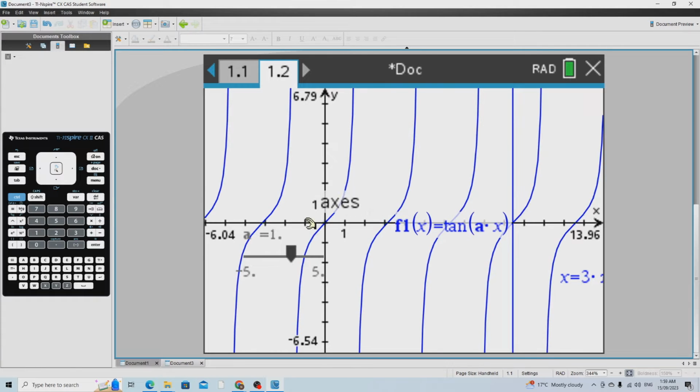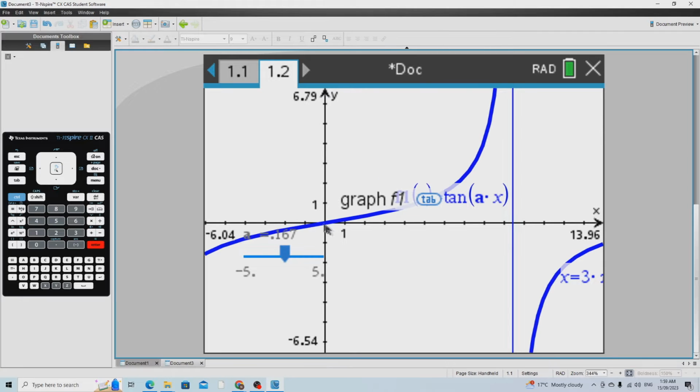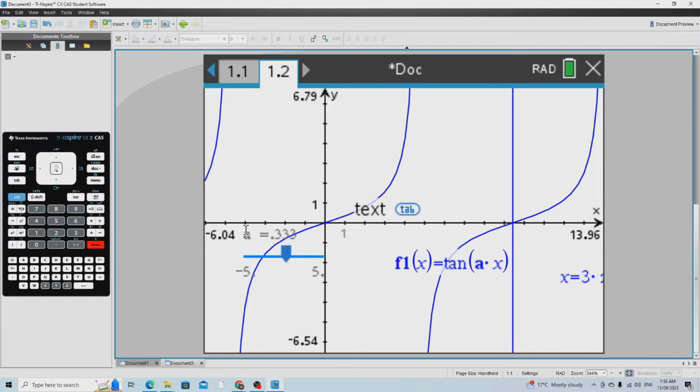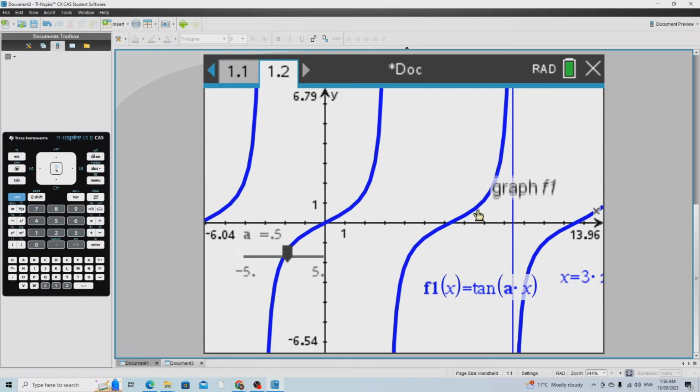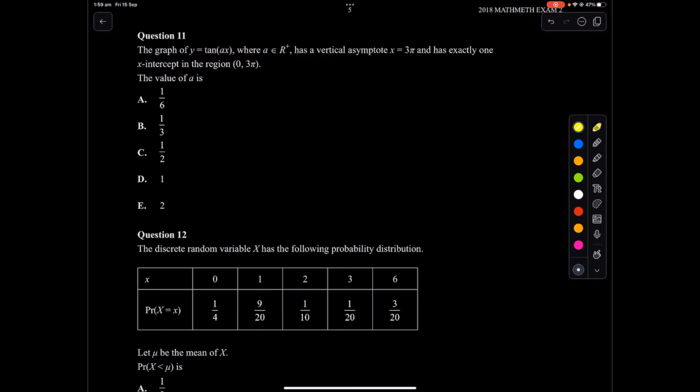Here, absolutely not when a is equal to 1. What about 1 over 6? No, because you may think 0 is an answer, but it says it's not including 0. What about 1/3? Absolutely not. Remember, 0 and 3 pi are not inclusive, and there's an asymptote. What about 1 over 2? Aha, 1 over 2 is good because we do get one solution. It crosses over here. So when a is 0.5, it's C.